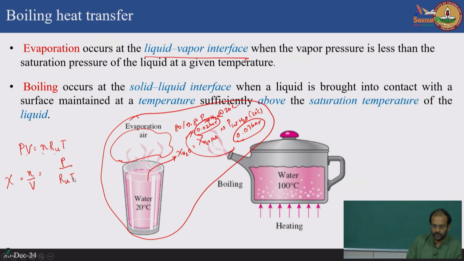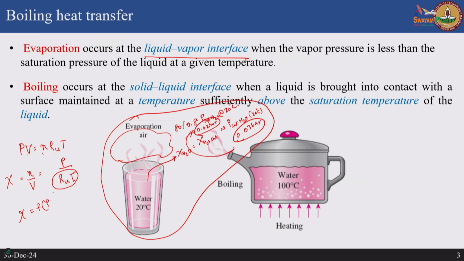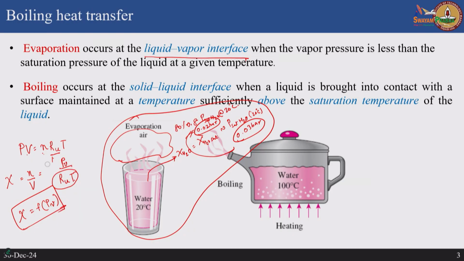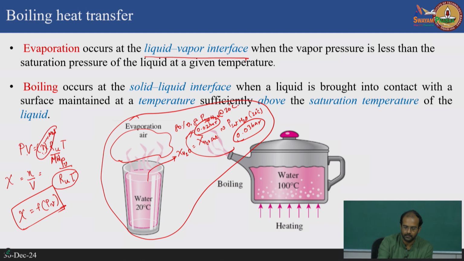So, at a given temperature, let us say the temperature is held isothermal at 20 degrees, your molar concentration is nothing but a function of your partial pressure. This is the partial pressure of water vapor. You can also write it in terms of mass concentration. Molar concentration counts how many moles are in a given volume. Mass concentration, you can convert into equivalent mass per unit volume by multiplying and dividing by the molar mass, M_W, which gives the total mass.